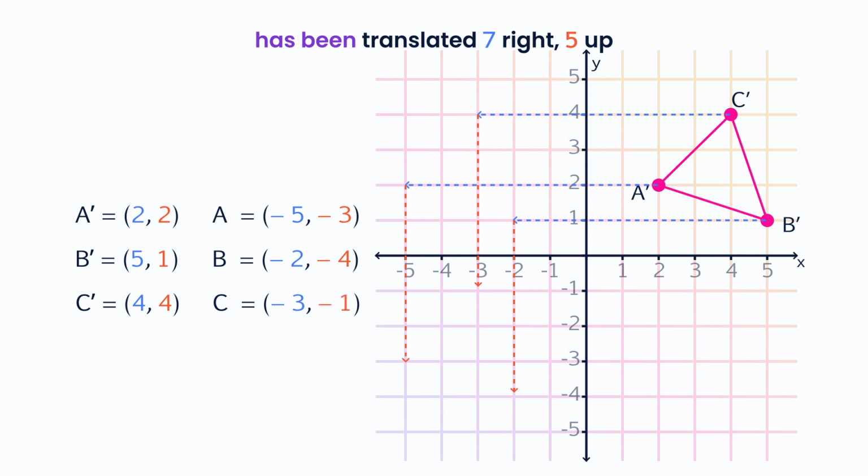And so you have all the coordinates for the vertices in triangle ABC. Point A is at minus 5, minus 3, point B is at minus 2, minus 4, and point C is at minus 3, minus 1. Now, connect them together, and you have the original triangle. Only one more example to go.